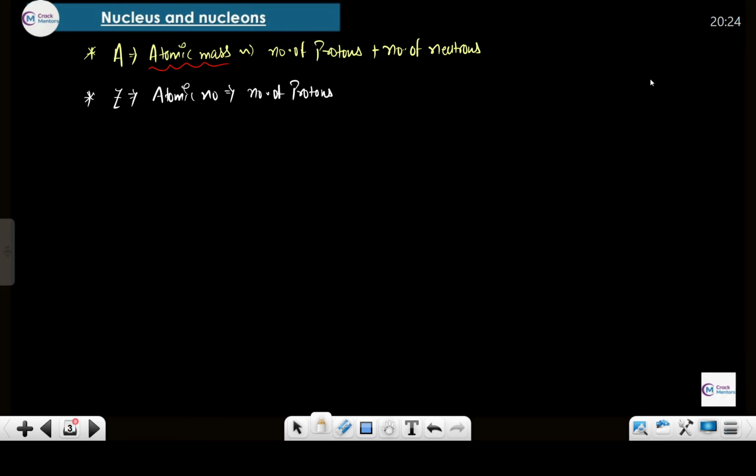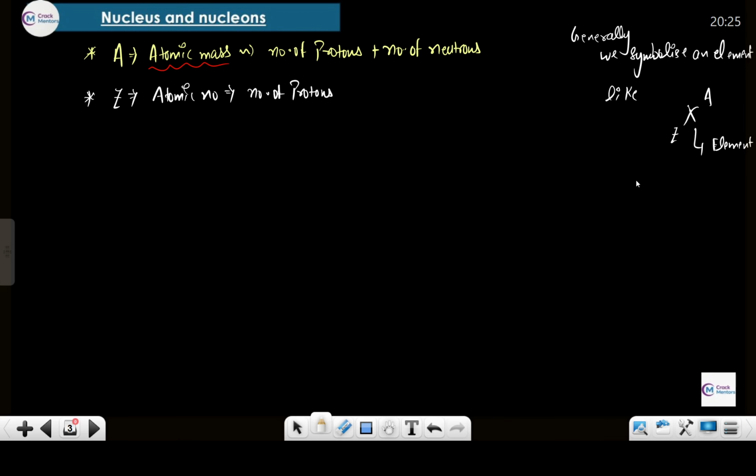Let's take an example for this. Generally, we symbolize an element in the form of X with A and Z, where A is atomic mass, Z is atomic number, and X is the element. This is the general representation of an element.